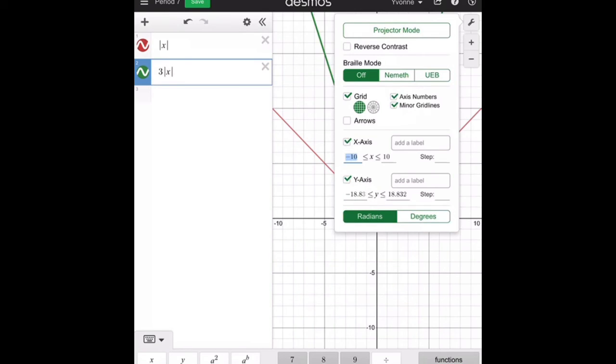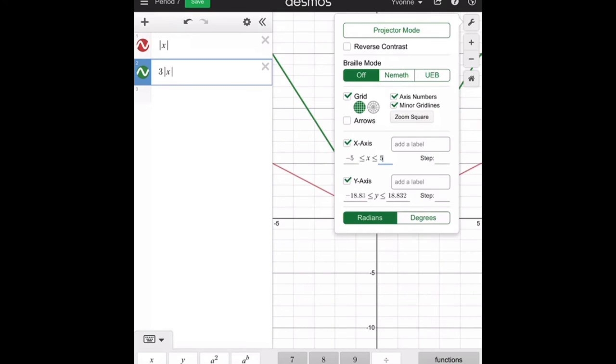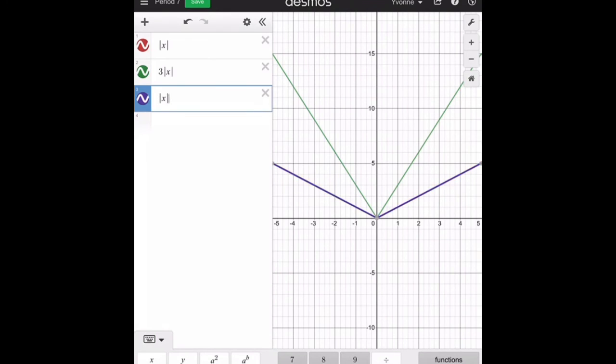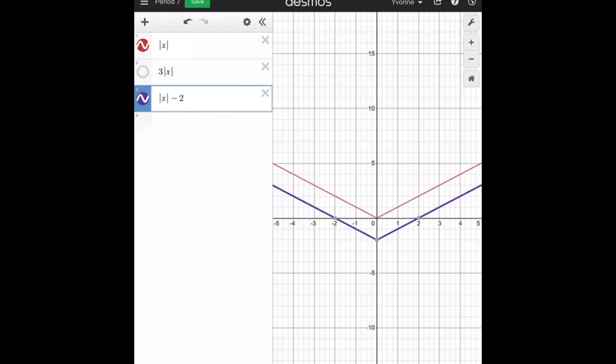You can change the settings. We can make our x-axis from -5 to 5. We can count by 1. Click back on the graph and now you have a different view. It doesn't really change the graph itself. It's just changing the view of the graph. We're going to put in a third function. It automatically gives it a third color. More outside change, absolute value of x - 2.